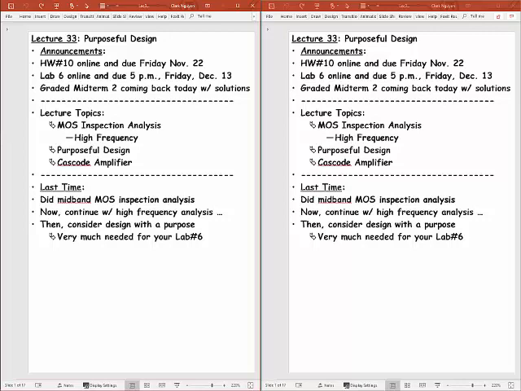I do have the solutions for the midterm, which I'll start passing around a little deeper into the class to make sure everyone is here to get them. Let's see. So that's basically all the announcements there. Any questions about anything?